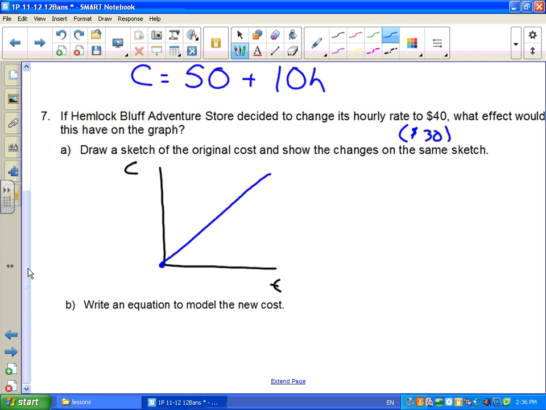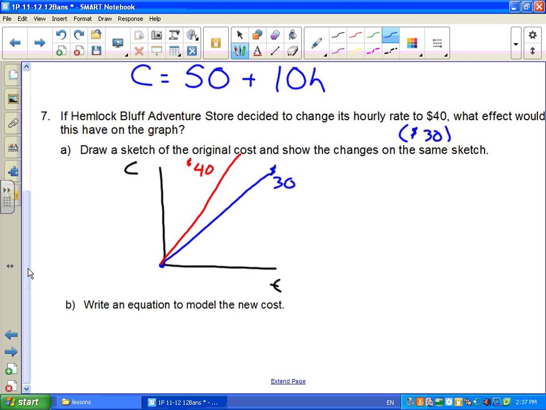It's above it because it's going to be 40, which is bigger, which means the line is going to be more slanted up or steeper. Exactly. But it's still going to start at 0. So it's going to start down here at 0, and it's just going to go up more steeply. So we should label this. This is our $40 per hour, and the blue one here is our $30 per hour.